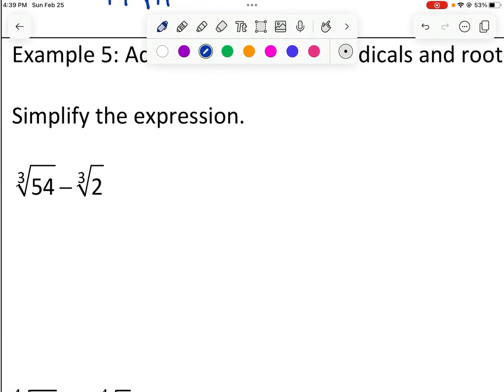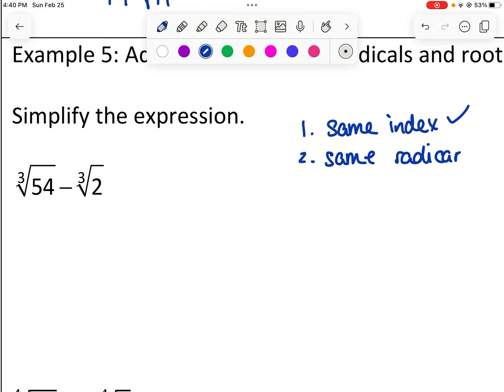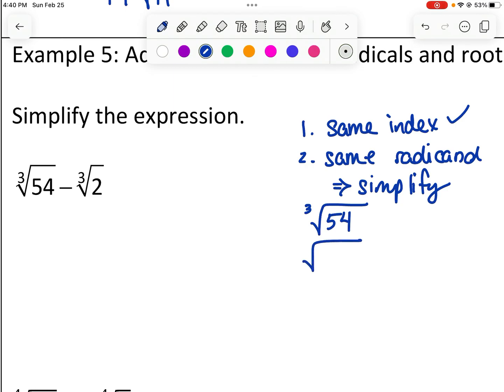Again, so here we're looking, 1, we need the same index. So we have that. Yes, but we don't yet have the same radicand. So we are going to simplify our cubed root of 54. So what is a perfect cube that is a factor of 54? So like 54 is divisible by 2. 2 times 27, okay, is 54. The cubed root of 27 is 3. So I get 3 cubed root of 2.